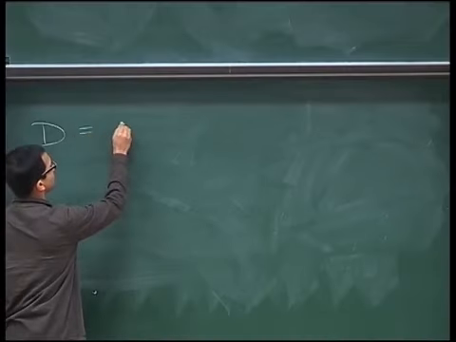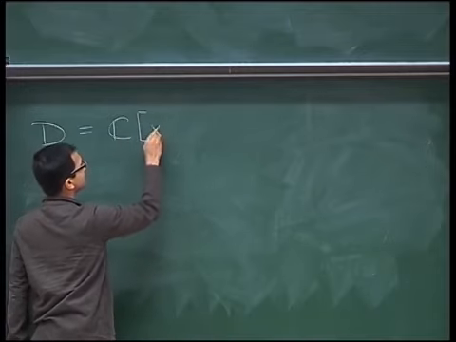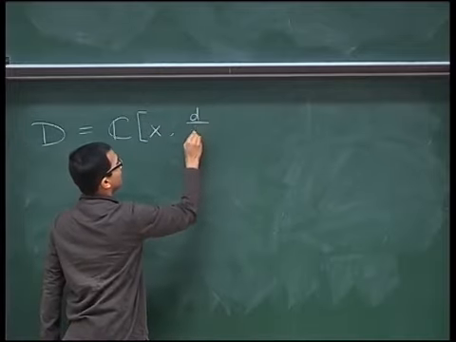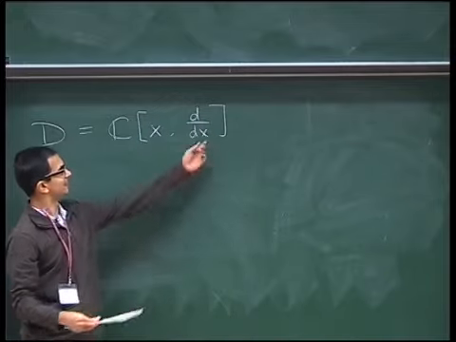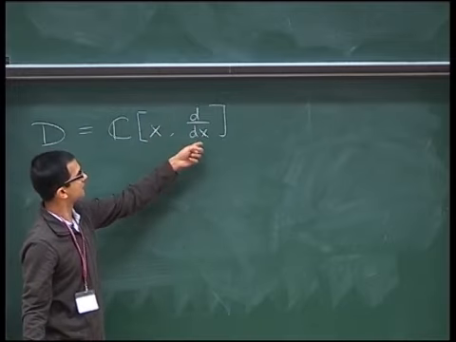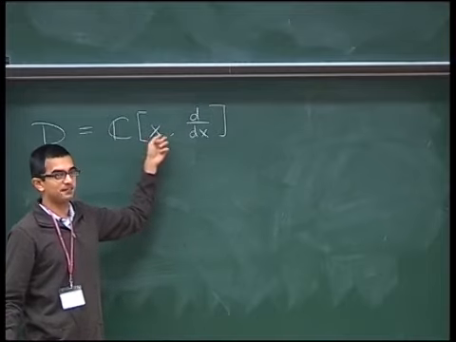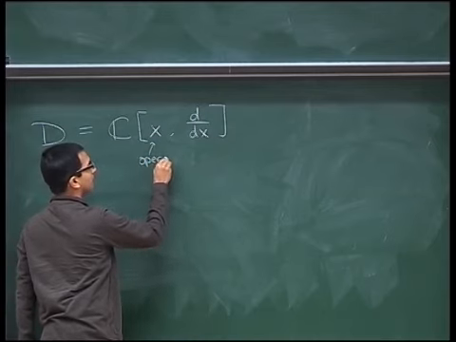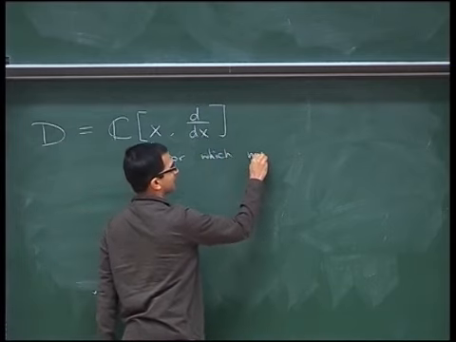So I want to make a ring, which is going to be called D, and it's going to be a non-commutative ring generated over the complex numbers by two elements, which are just formally called x and d/dx. And I want to think of both of these as operators on functions. So d/dx is just the usual derivative, and x is a variable, but this is supposed to be the operator which multiplies a function by x.